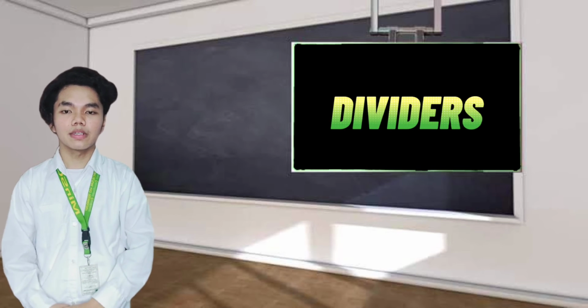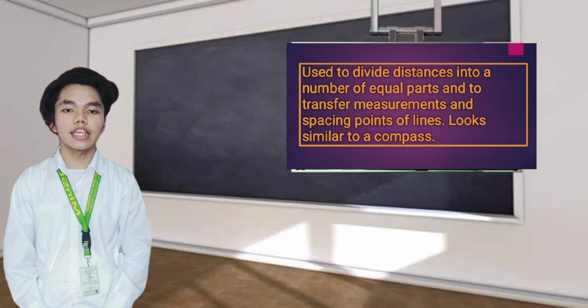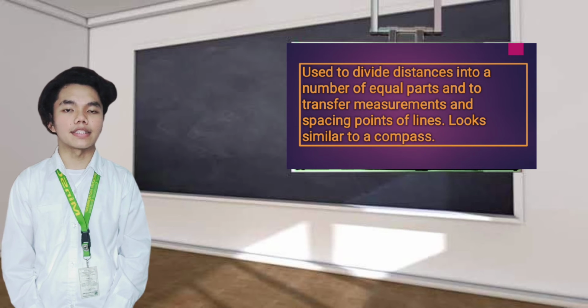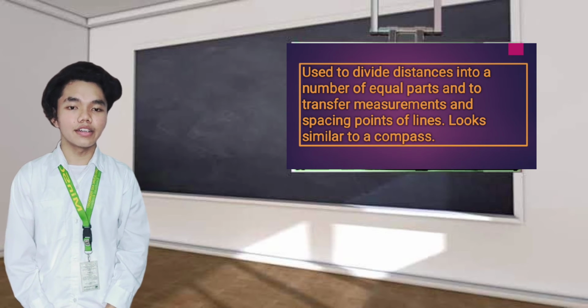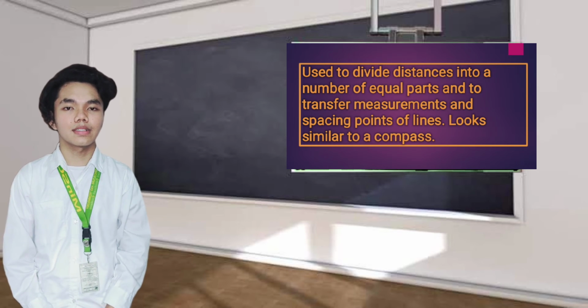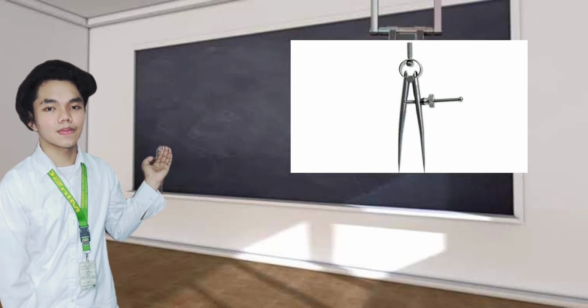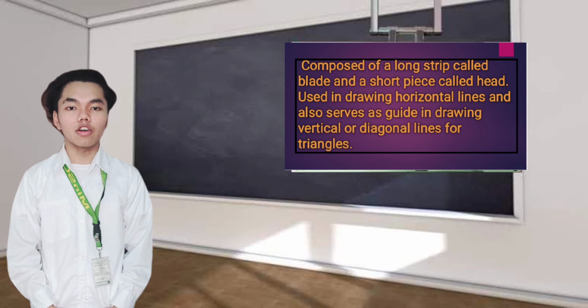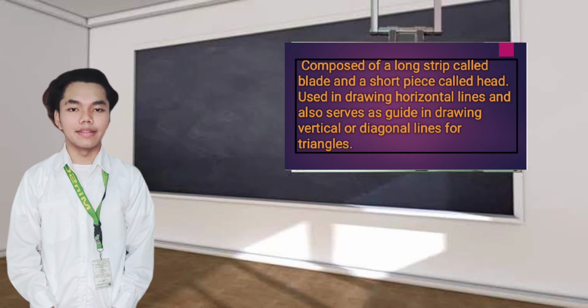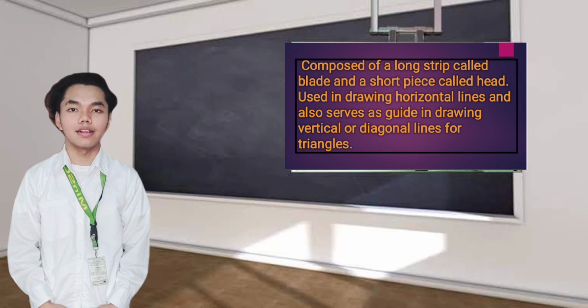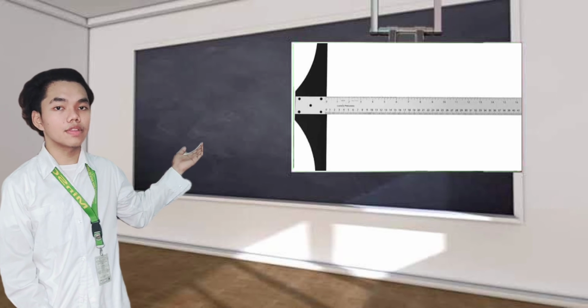The dividers. Dividers are used to divide distances into a number of equal parts and to transfer measurements and spacing points of lines. As I said earlier, dividers look similar to a compass. This is an example of a divider. T-square, composed of a long strip called the blade and a short piece called the head, is used in drawing horizontal lines and also serves as a guide in drawing vertical or diagonal lines with a triangle. These are examples of T-squares.